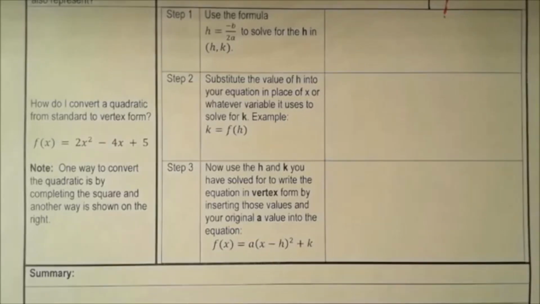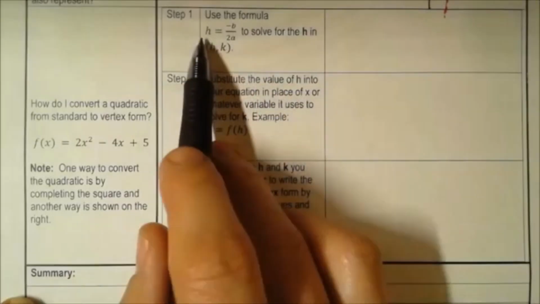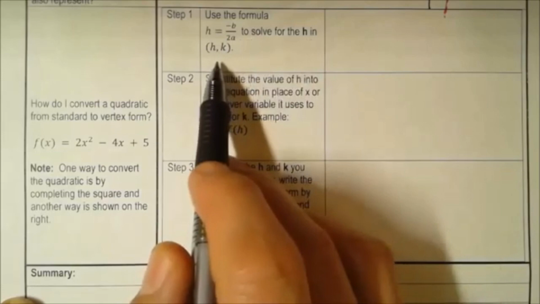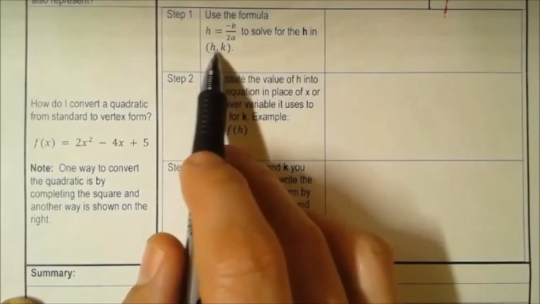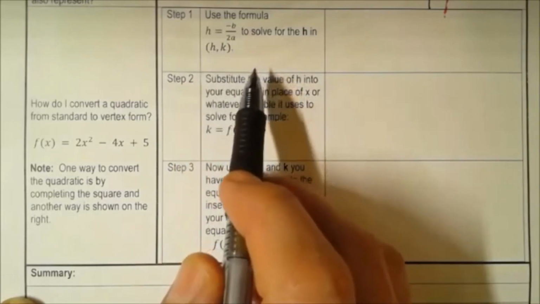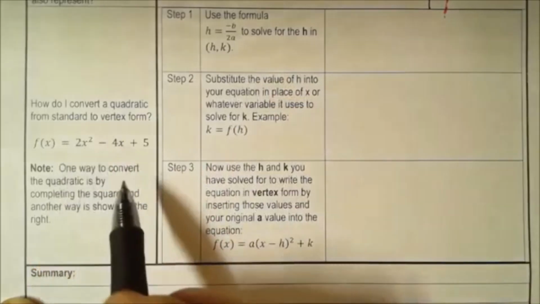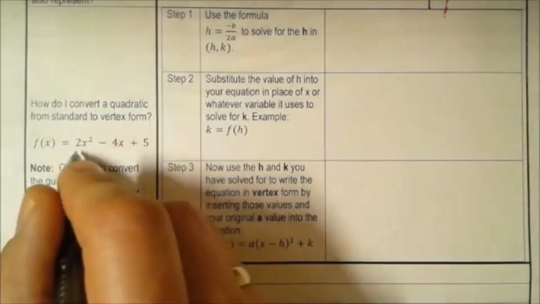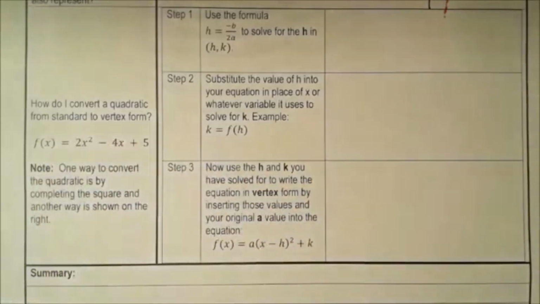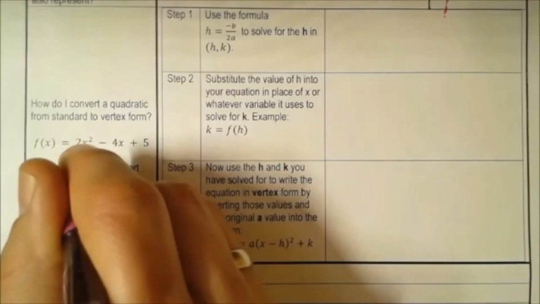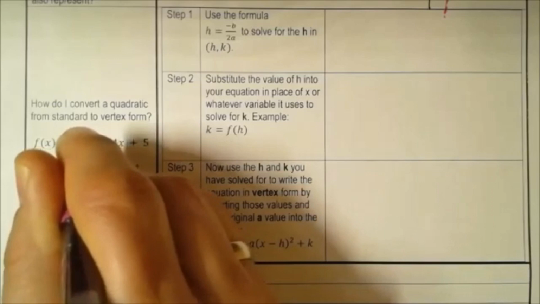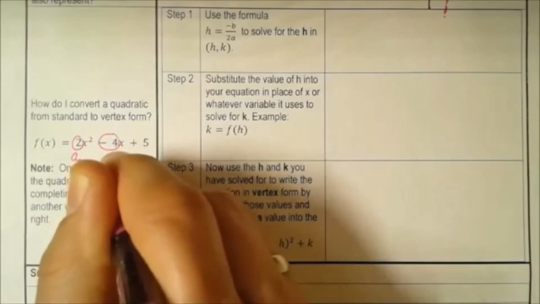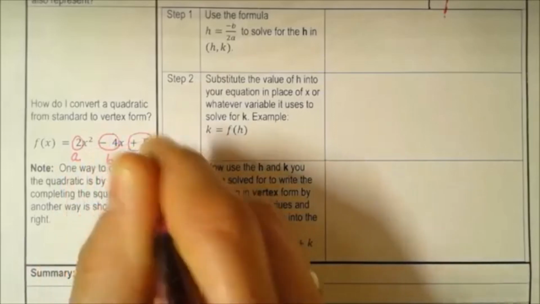So according to step 1, we're going to use the formula h is equal to negative b over 2a to solve for h in hk. So notice hk, that's just my ordered pair for my vertex. And let's go ahead and label these real quick, just as we normally do. If we're doing this process, we want to know which one's a, which one's b, which one's c. So I'm going to go ahead and write a underneath my 2. Negative 4 is my b.